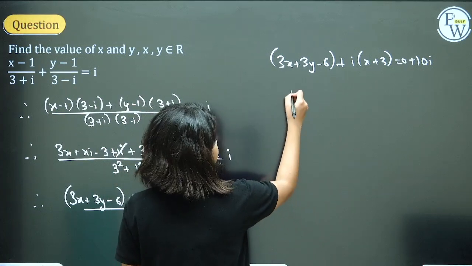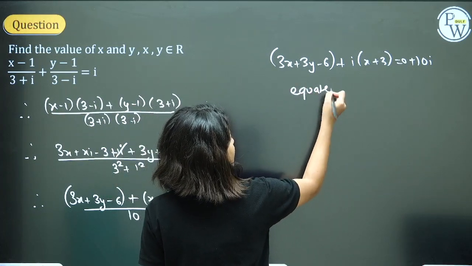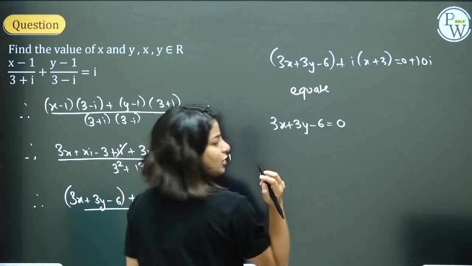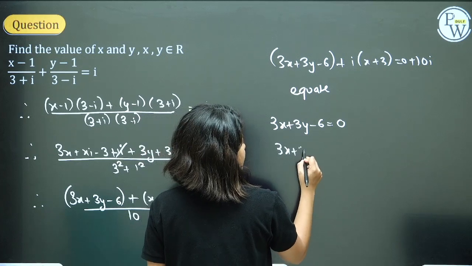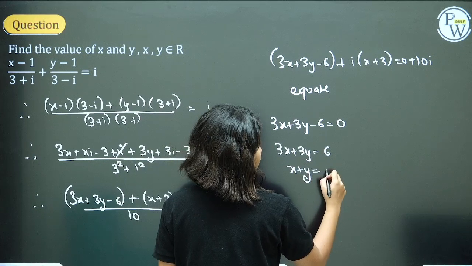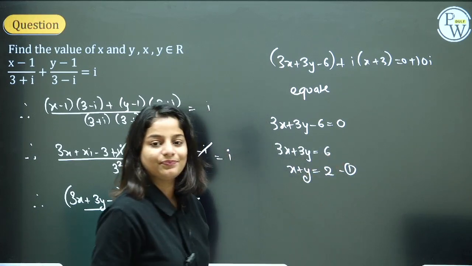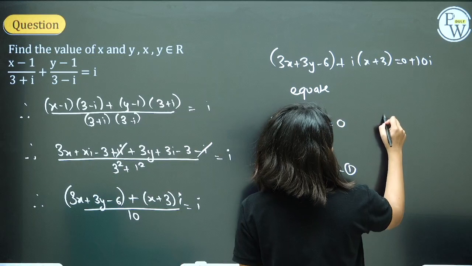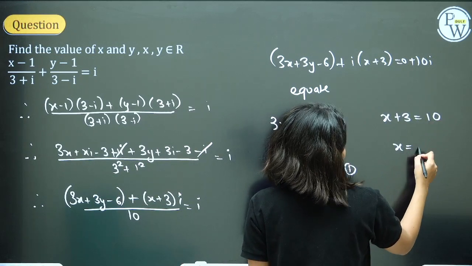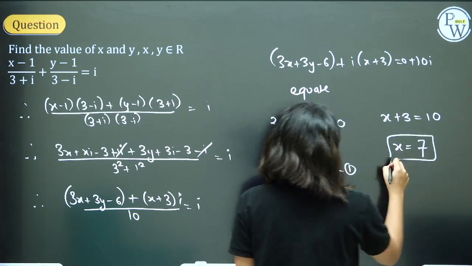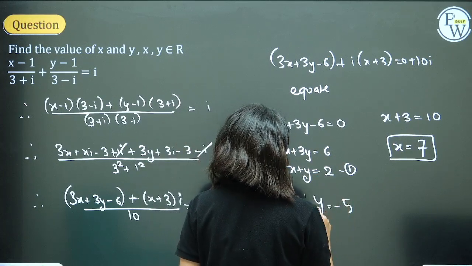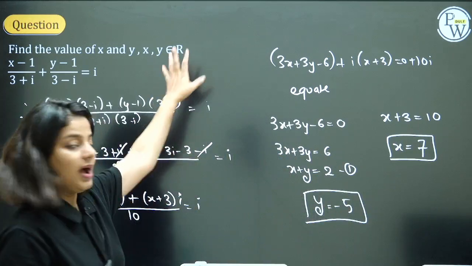Equate the real parts, equate the imaginary parts. 3x plus 3y minus 6 equal to 0. That will give us 3x plus 3y equal to 6. Divided by 3, x plus y equal to 2. One equation. On the other hand, we have imaginary parts giving us x plus 3 equal to 10, x equal to 7. And if x is 7, y will be 2 minus 7, minus 5. x is 7, y is minus 5.